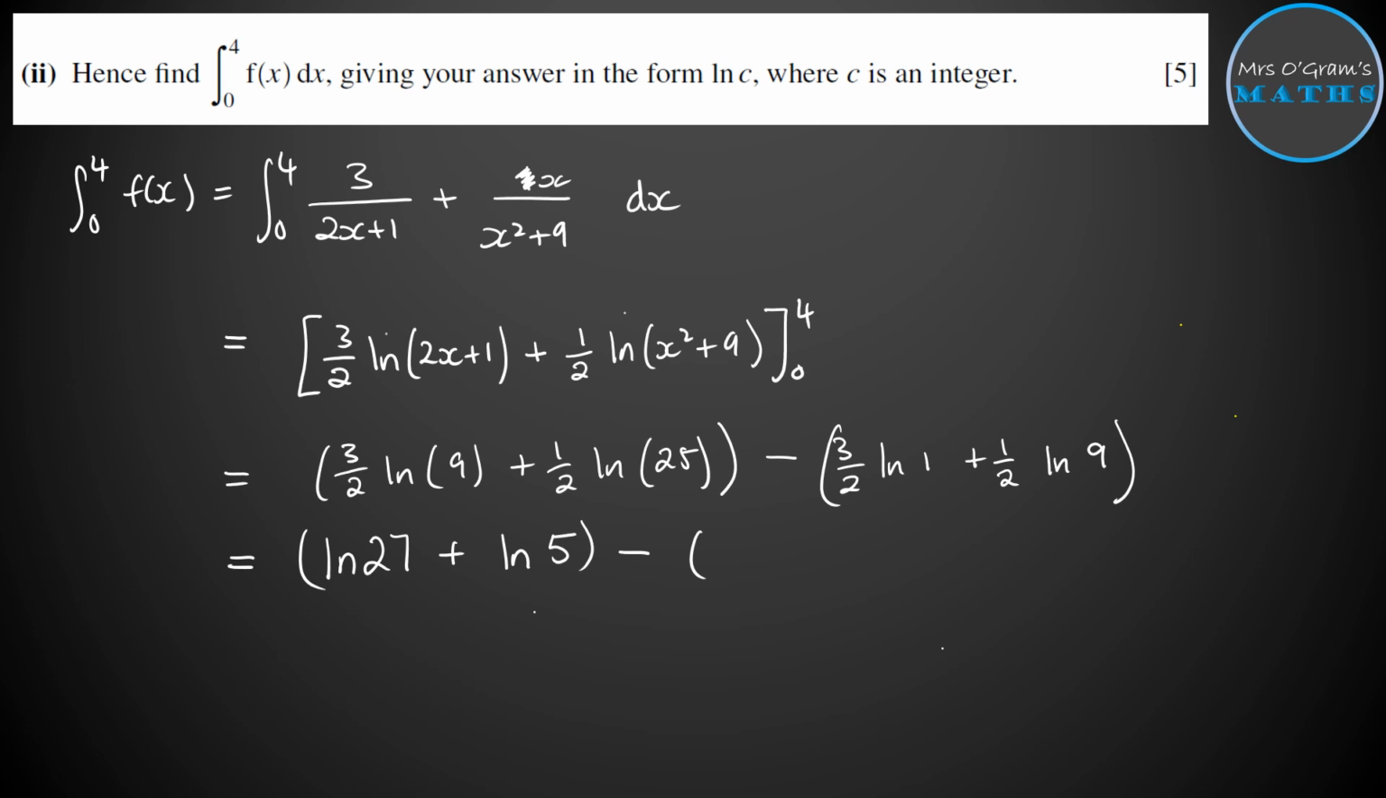So ln 1 to the power of 3 over 2, well, 1 to the power of anything is still just 1, so that's ln 1, and then ln 9 to the power of a half, so that's ln 3. So ln 27 plus ln 25 is the same as ln of 27 times 5.